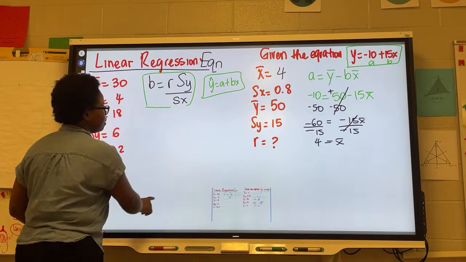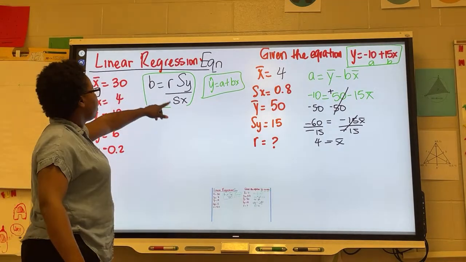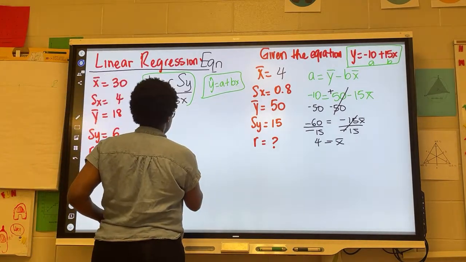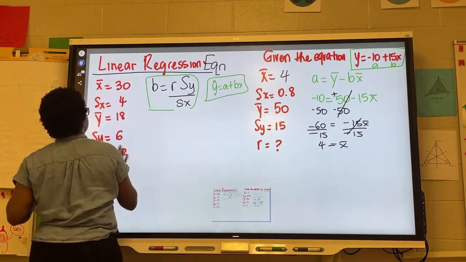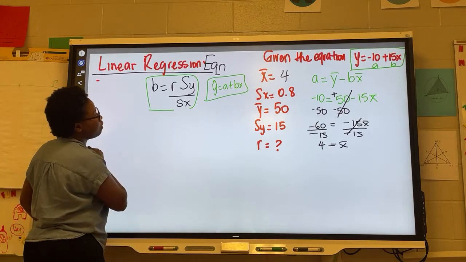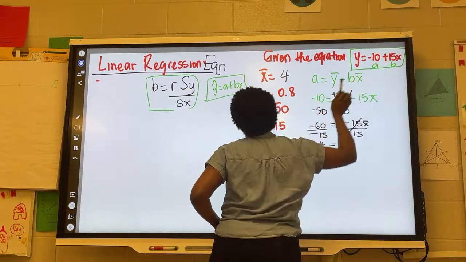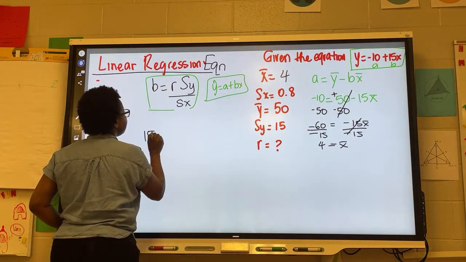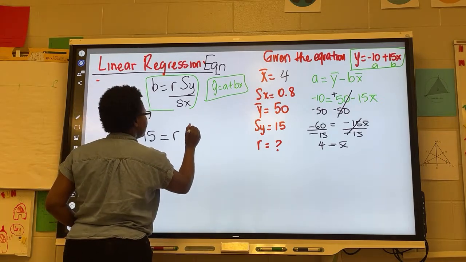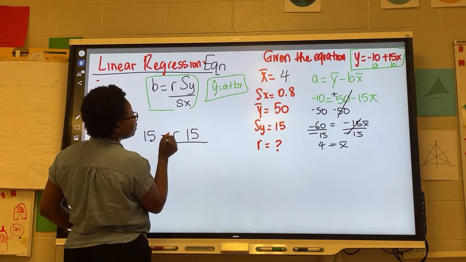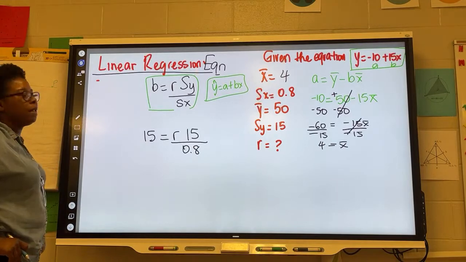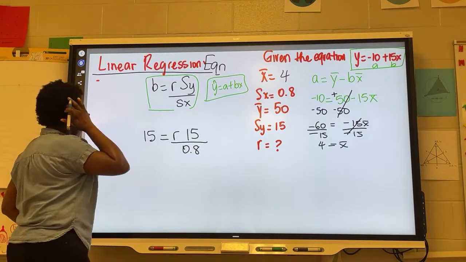Now we want to find R. To find R, we have to use the slope formula. So we need to know what is B. So let me write it back. Let me just erase this part. So let's find R. B is equal to R Sy over Sx. B is 15, so 15 is equal to R, which we don't know, times Sy, which is 15, over Sx, which is 0.8. And once you're here, it's basically completing it using algebra, where you solve for R.